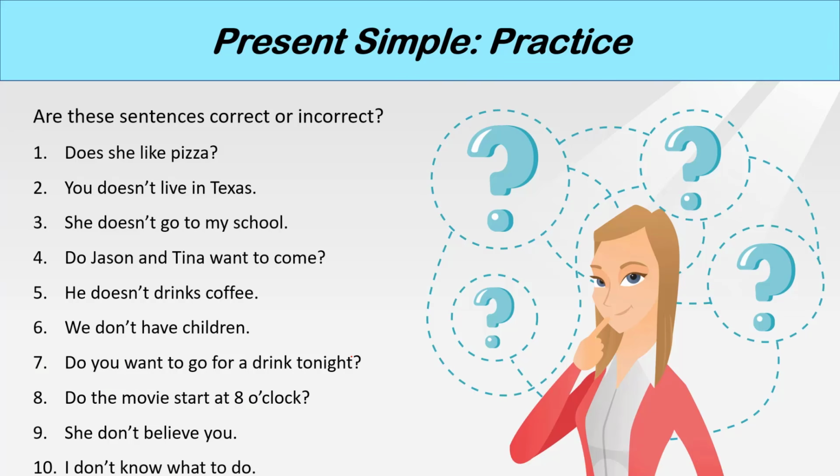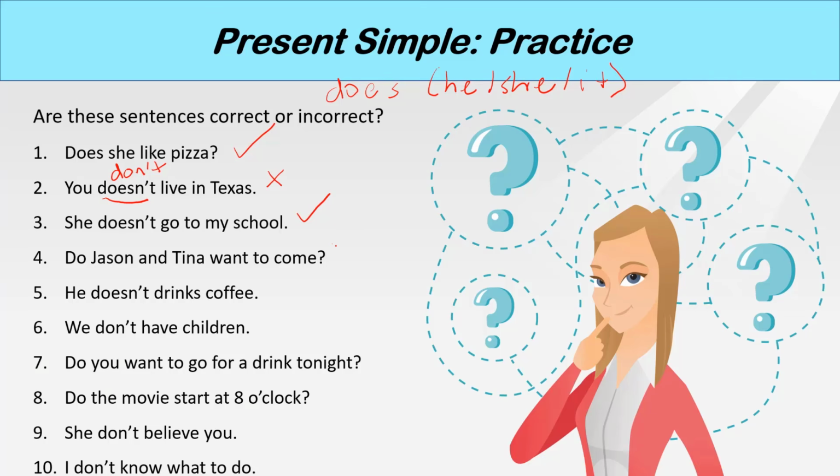Okay, so now let's correct these together. Number 1 is correct. Does she like pizza? Again, we use does or doesn't for he, she, and it. Number 2 is incorrect. We don't use doesn't after you. We use don't. You don't live in Texas. Number 3 is correct. She doesn't go to my school.